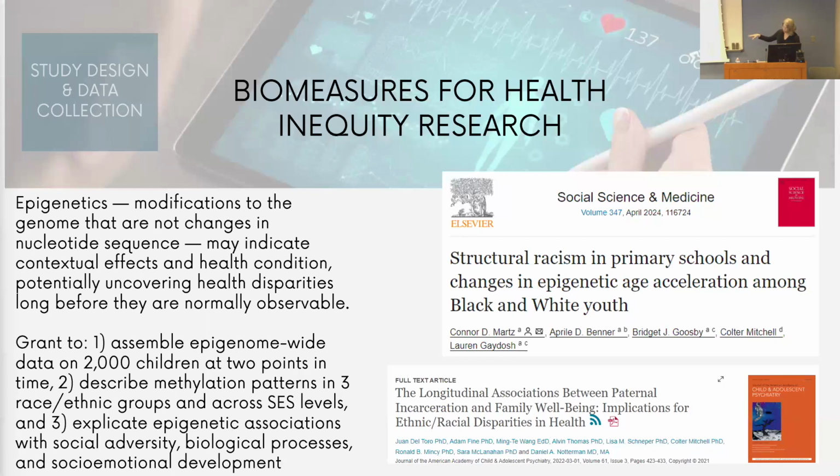And these two papers show how such data can be used to understand the way unequal social environments could modify the genome and lead to health inequalities, right? So looking at structural racism in primary schools and changes in epigenetic age acceleration among Black and white youth, or the longitudinal associations between paternal incarceration and family well-being, and how that could lead across the life course to health disparities.